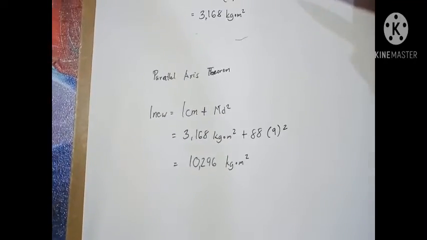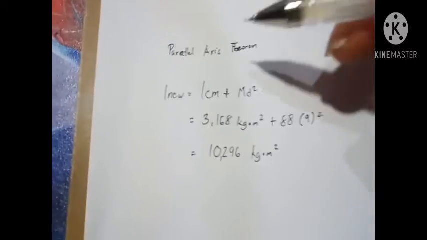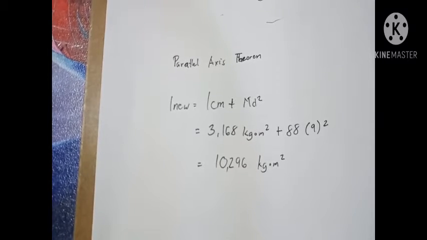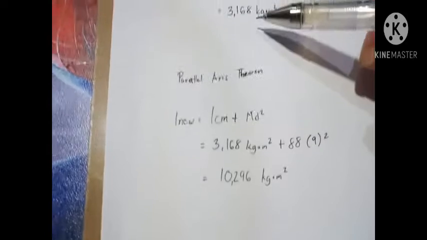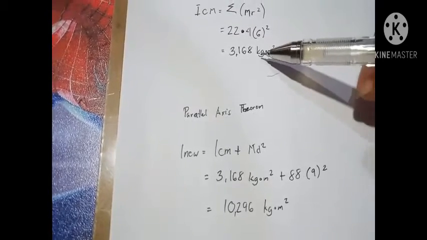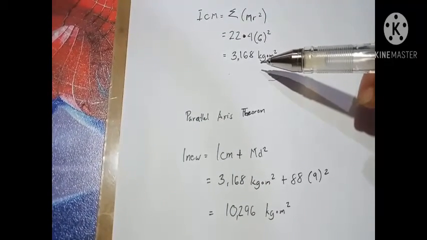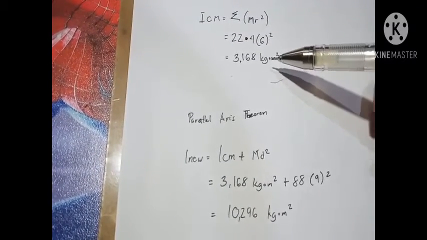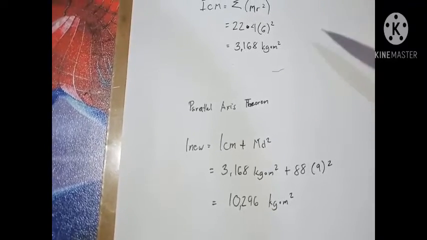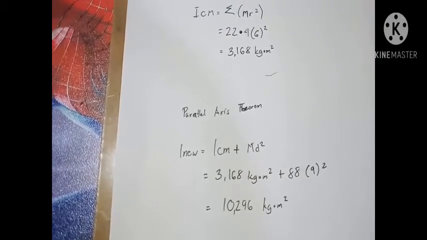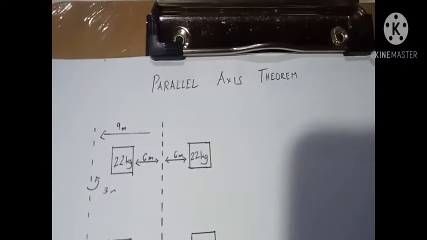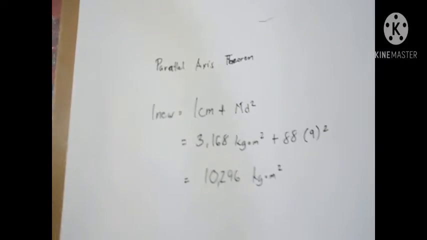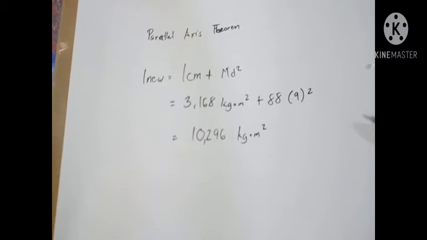Then we'll solve the new one using the parallel axis theorem. So we need the answer from the last solving. That's 3,168 kilogram meter squared. There's another way, but it's much more complicated, but we're focusing on the parallel axis theorem, so we'll use this method.